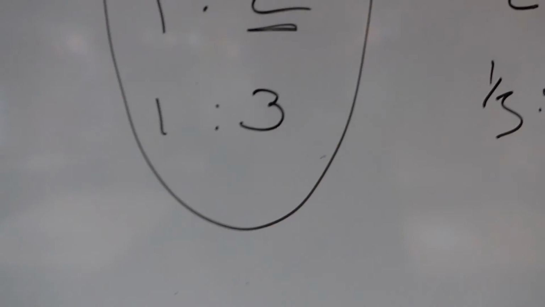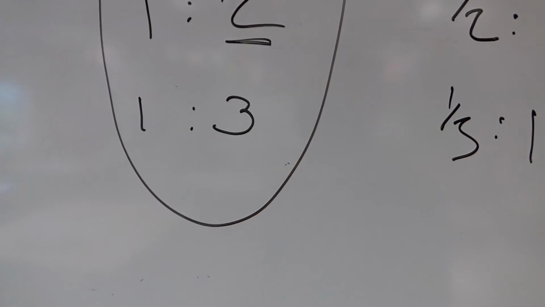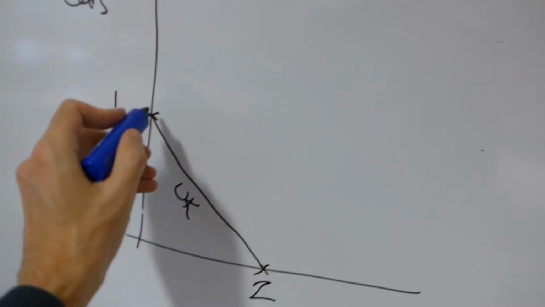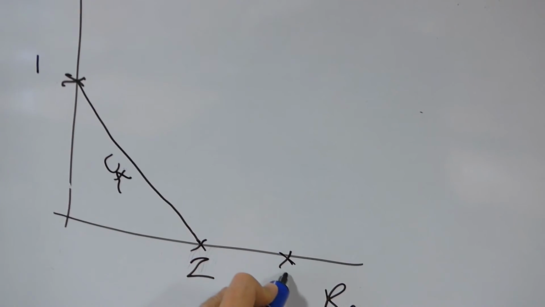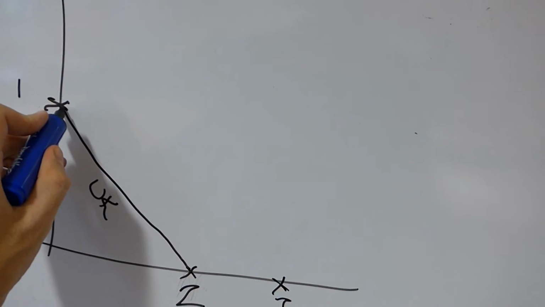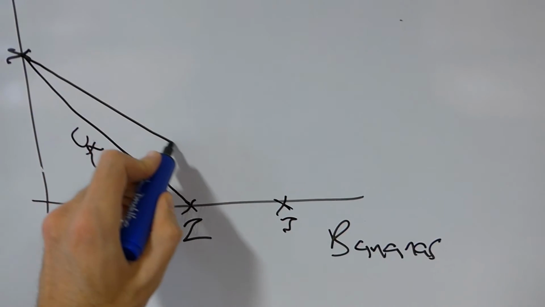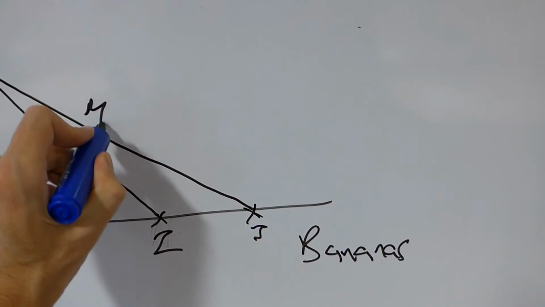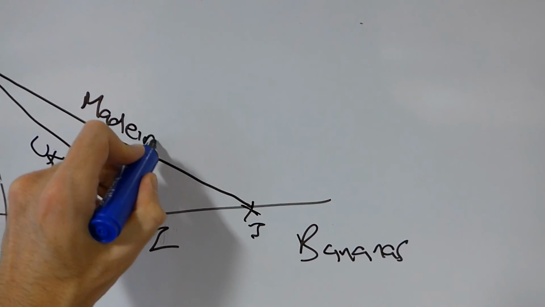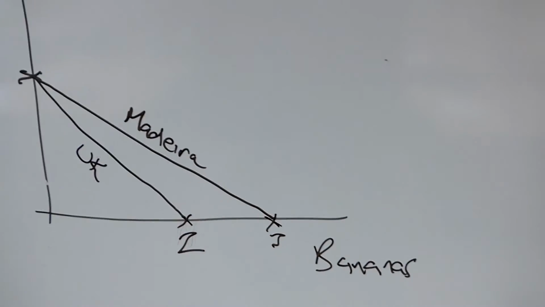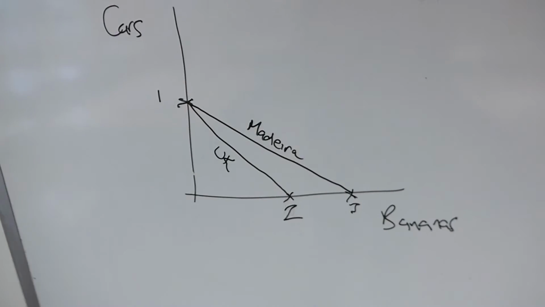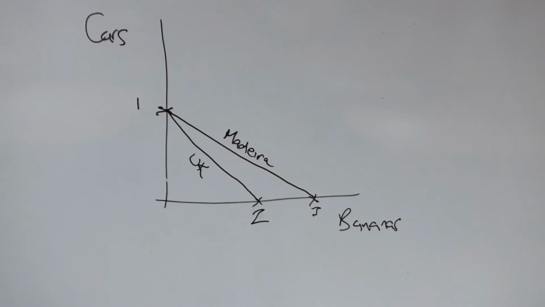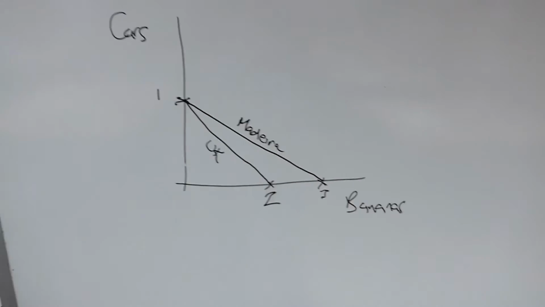We do the same then for Madeira. Their ratio is 1 to 3. So again, starting from the same place, but then 3. You have to bear with me here. I realise this is not the neatest. It's harder holding this camera than I anticipated. So now we've got our 2 TPFs, as they're called in your textbook, our 2 trading possibility frontiers.